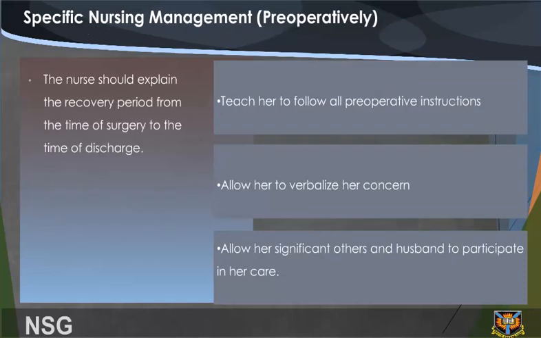The nurse should explain the recovery period from the time of surgery to the time of discharge. Teach her to follow all pre-operative instructions. Allow her to verbalize her concern. Allow her significant others and husband to participate in her care.